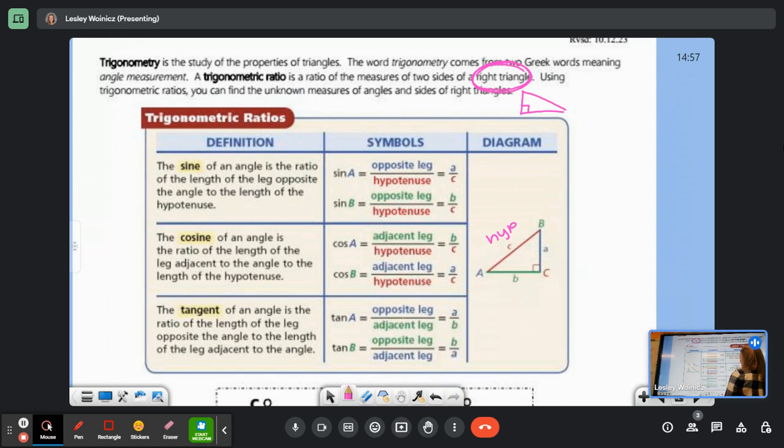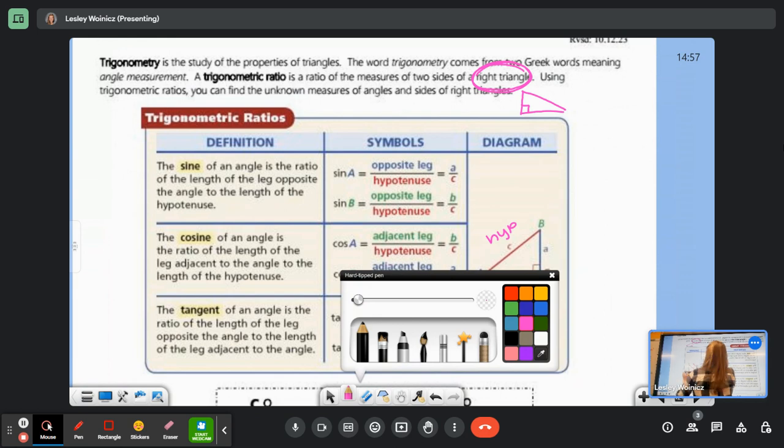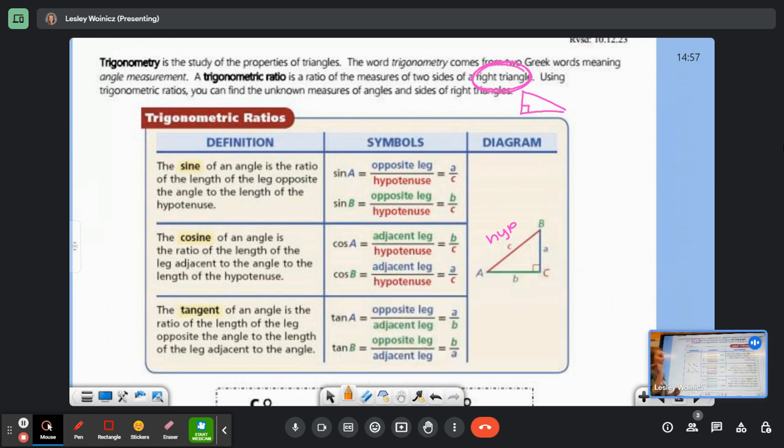Okay, now we're going to look at the adjacent. The cosine of an angle is the adjacent leg over the hypotenuse. So if I look back starting at angle A, adjacent to angle A is not side A, it's side B. Do you see that this one is the adjacent side? Adjacent means next to, right? So B is next to A, and you put that over the hypotenuse, so it's B over C. Everybody all right with that?